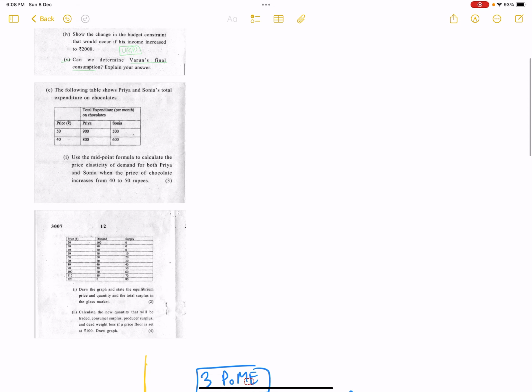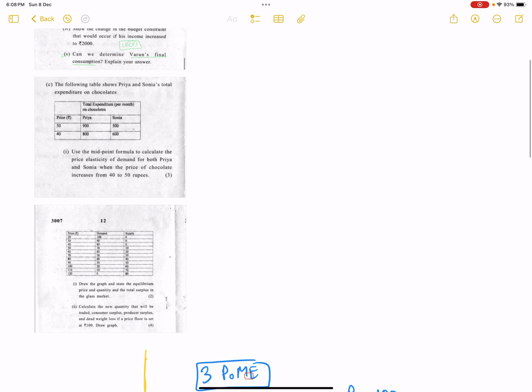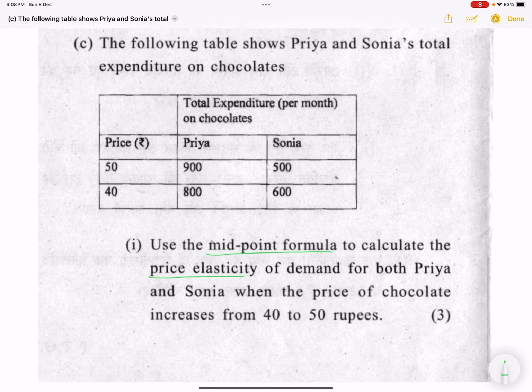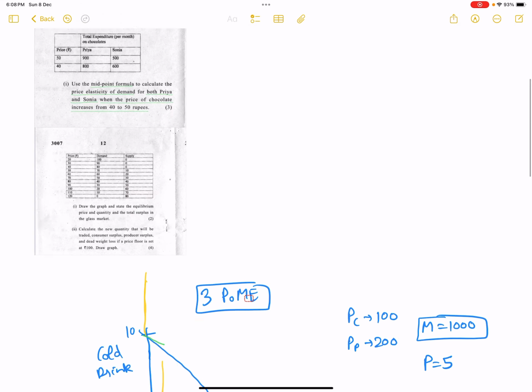Okay, consumption of Priya and Sonia on chocolates. The total expenditure is given to us, the price is given to us, and we are supposed to use the midpoint formula to calculate the price elasticity of demand for both Priya and Sonia when the price of chocolate increases from 40 to 50. Now suppose initially we are talking about Priya.